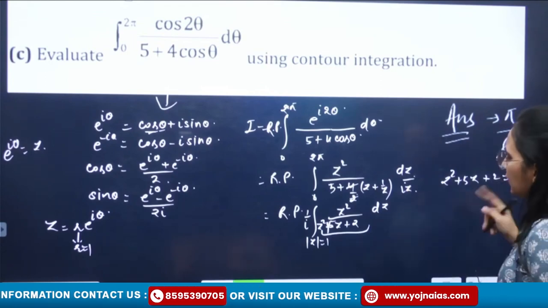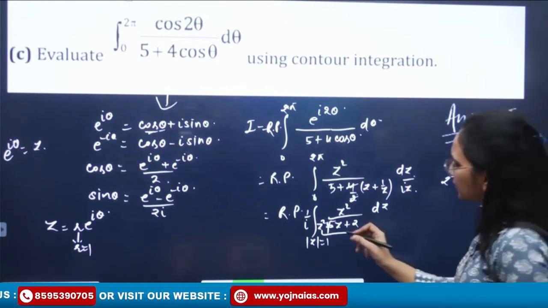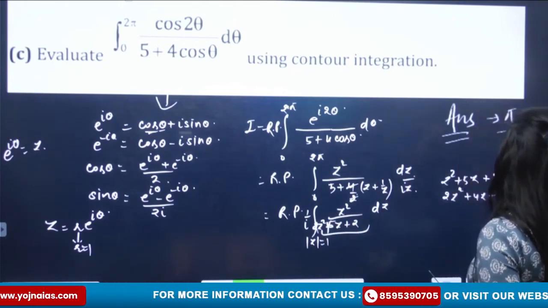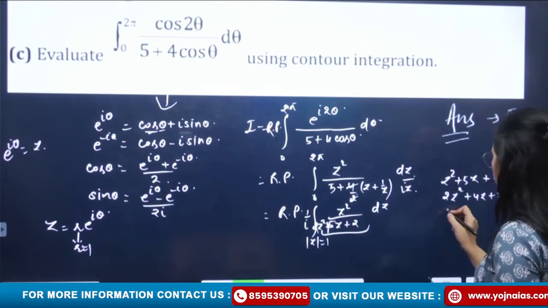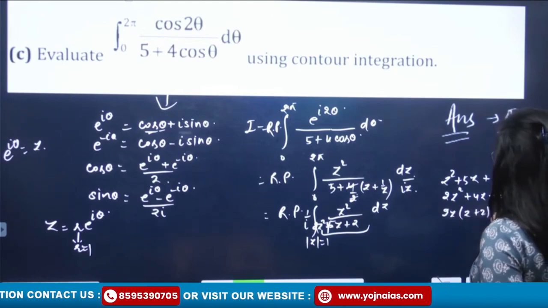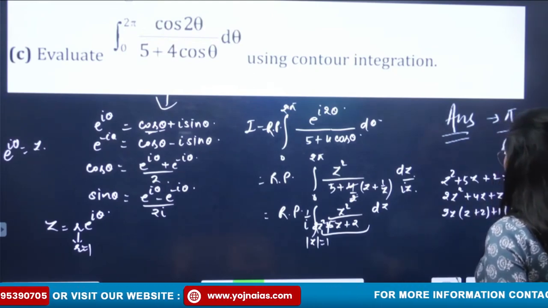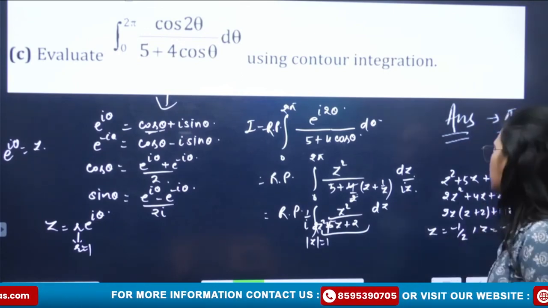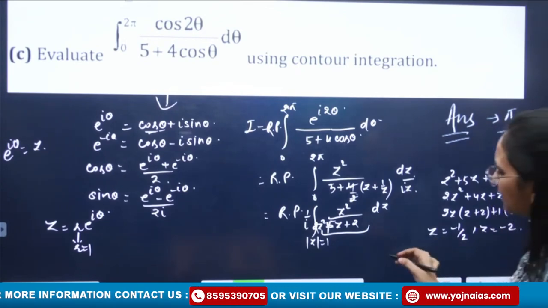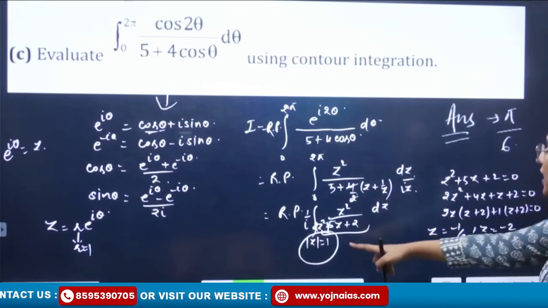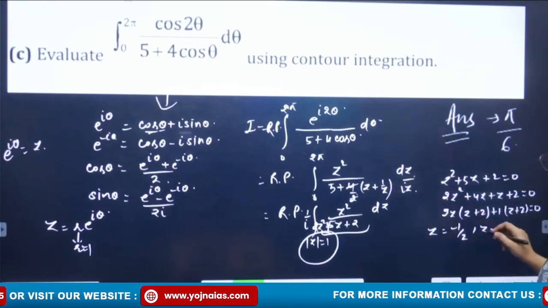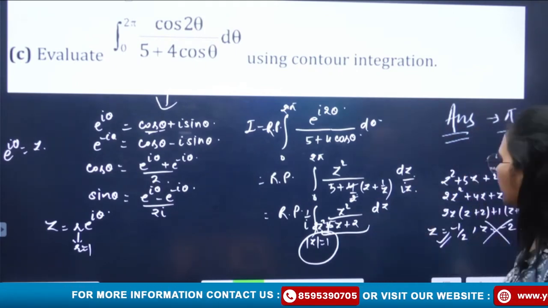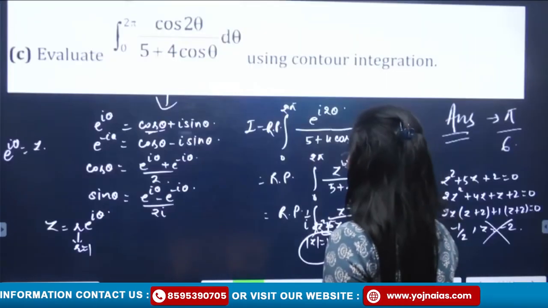Now what will be the values of z? It becomes 2z square plus 4z plus z plus 2, this is equal to 0, and hence 2z common gives z plus 2 into 2z plus 1 equal to 0, and then z is equal to minus 1 by 2 and z is equal to minus 2 are the poles. But we have the region mod of z is equal to 1, so the only pole inside our circle is z is equal to minus 1 by 2, and the other is not qualifying.